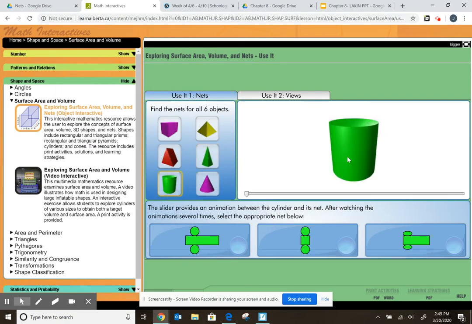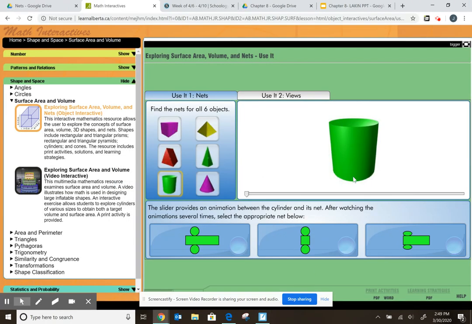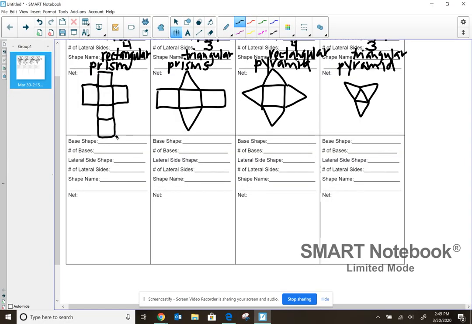All right, next shape looks like this. I want you to start filling out your note page. Try to do it on your own. If you want to pause the video so that you can try to fill it out and then just resume it to check, that would be awesome. Here we have a shape. Our base shapes are circles.